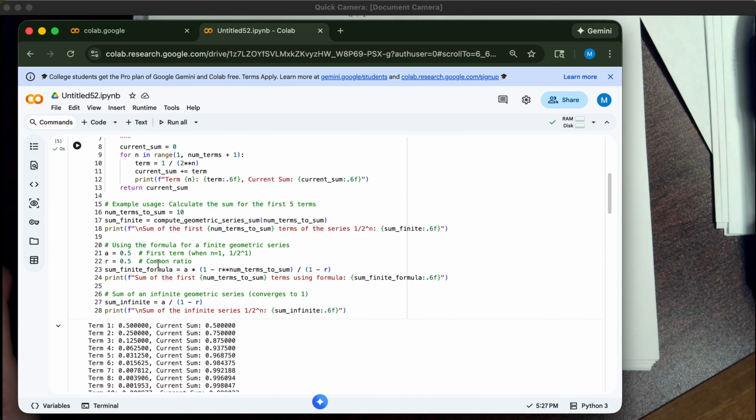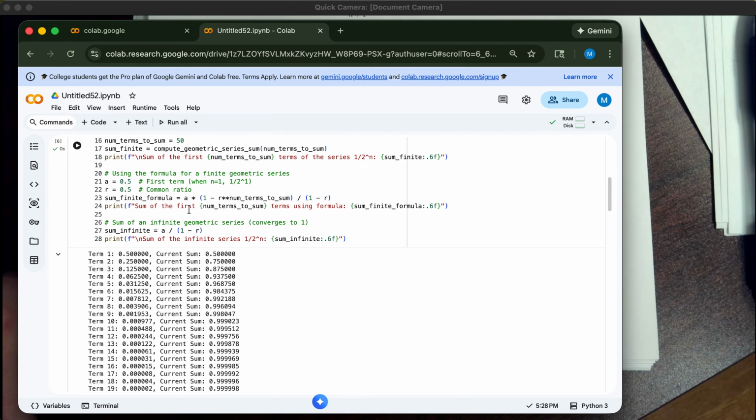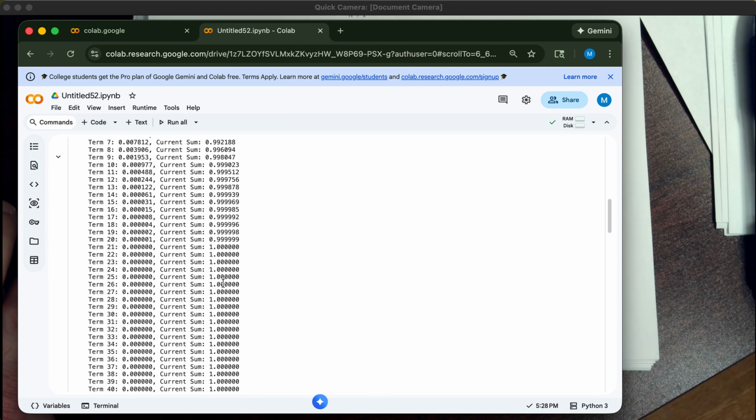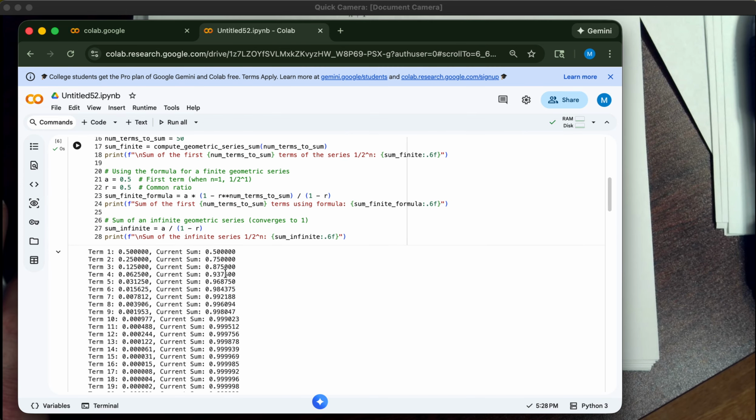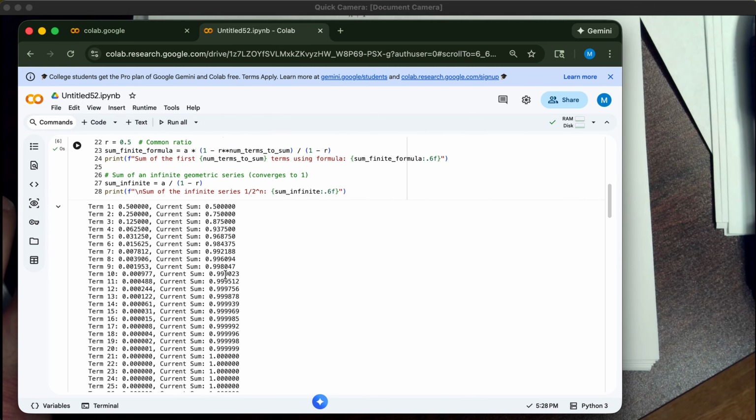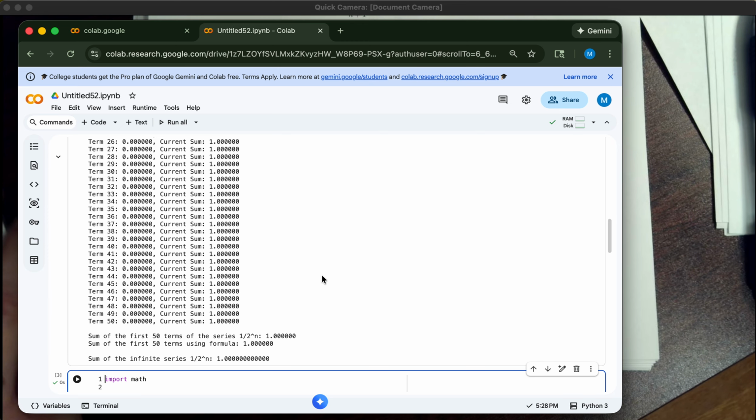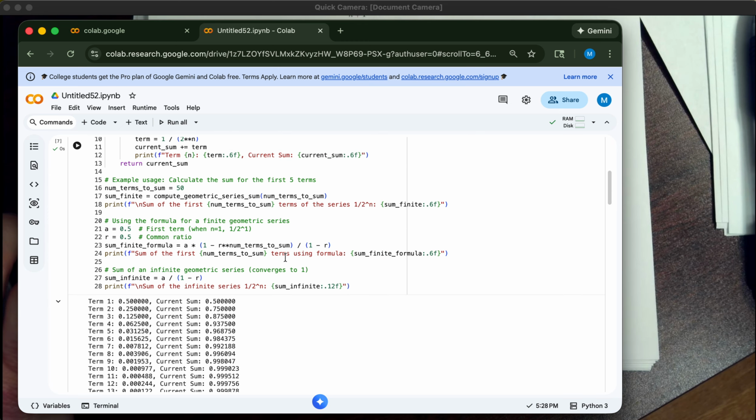So if I would like to do this for more terms, like let's say 50 terms. So here are the first 50 terms. As you can see, it's already rounding the answer. I think I could give it more decimals here. Let's say 12 maybe. You can have it display more decimals right here.